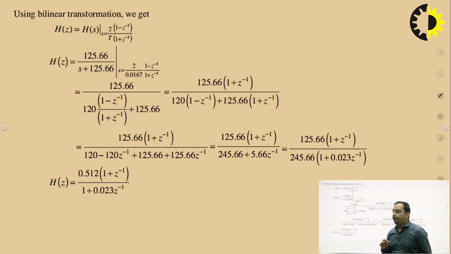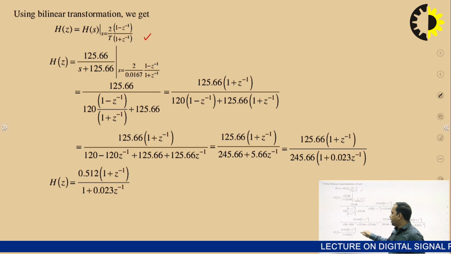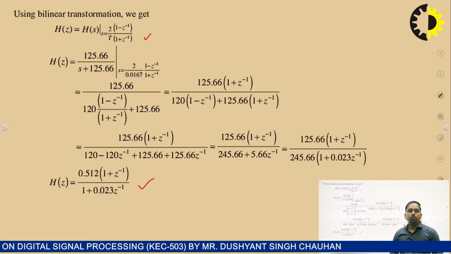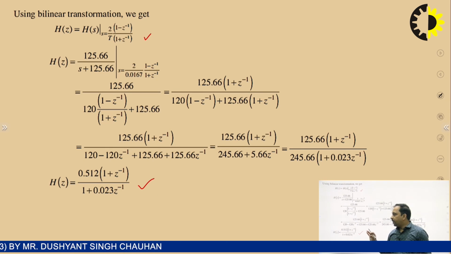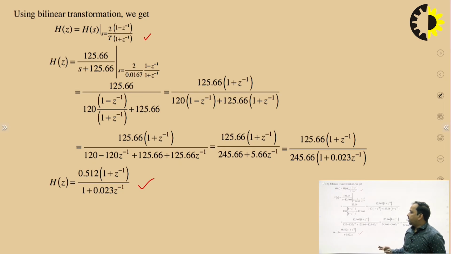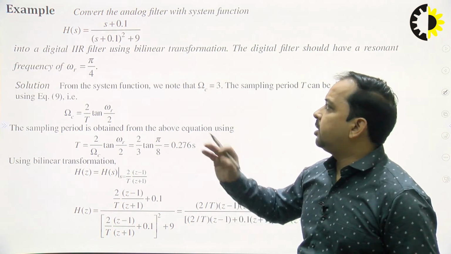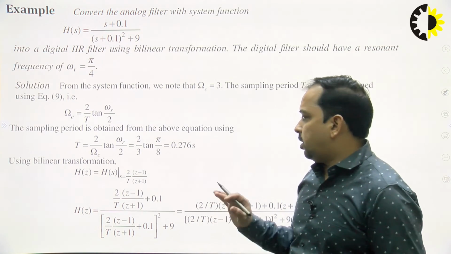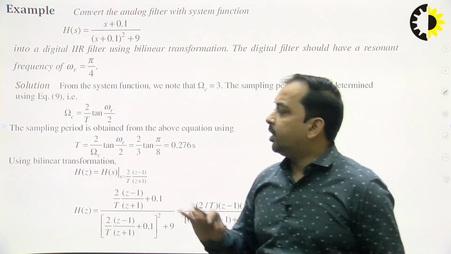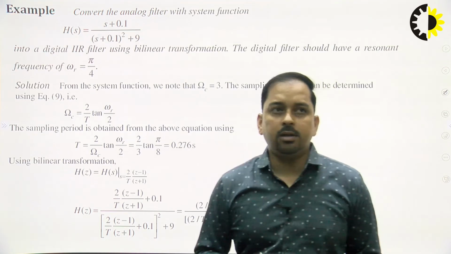Now we have the value of T and we have Hs, the transfer function of the analog low pass filter. Now with the help of the mapping factor, we just put s equals 2 by T times (1 minus z inverse) divided by (1 plus z inverse). By simplifying and solving this entire equation, we are getting Hz, which is 0.512 (1 plus z inverse) divided by (1 plus 0.023 z inverse). So basically, in this way we can calculate the entire Hz. Similarly, this question can also be solved. Again, this is the transformation from analog filter to a digital filter.